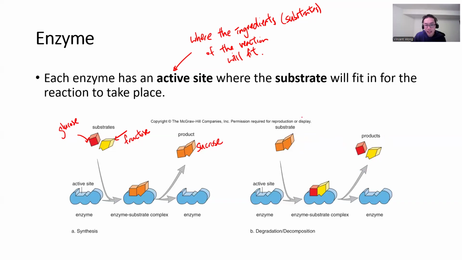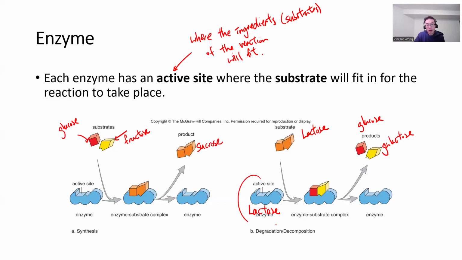Okay? Now, let's just say this is lactose. Okay? The enzyme that you need to break down lactose would be called lactase. And then it will break it into glucose and galactose. You don't have to write it down, okay? I'm just trying to make a point here.